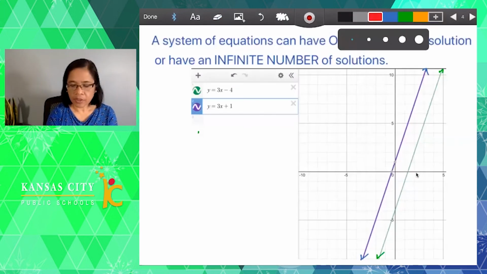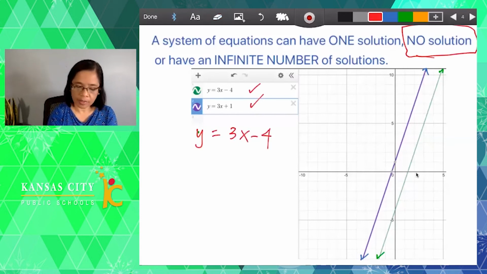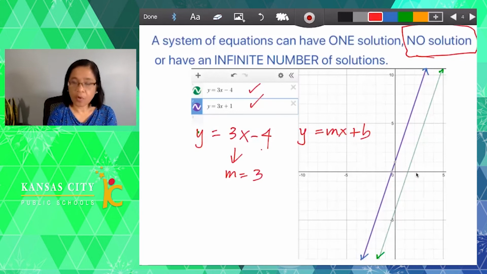If a system of equations has no solution, this means that the two lines are parallel. They will not intersect, and this is also shown in the equations by finding the slope of the line. In the first equation, notice that we have y equals 3x minus 4. This is of the form y equals mx plus b, and m here is 3. b is negative 4, or the point (0, -4).